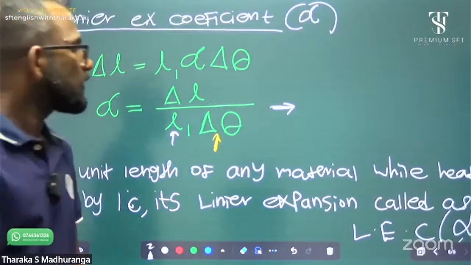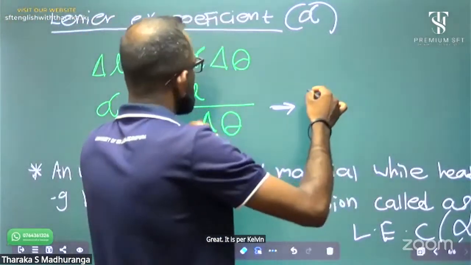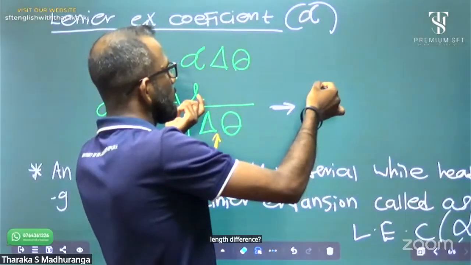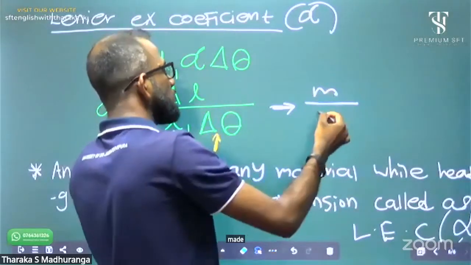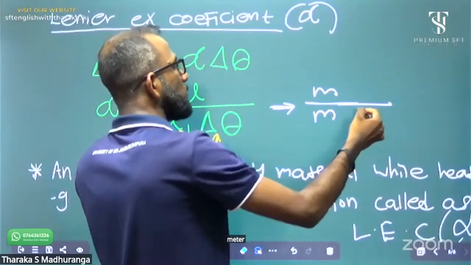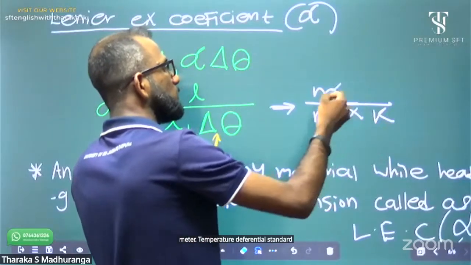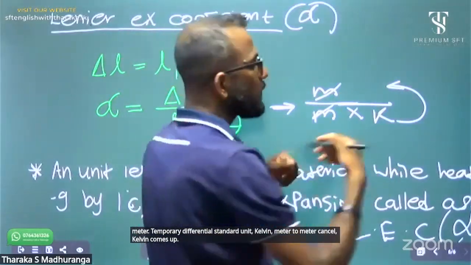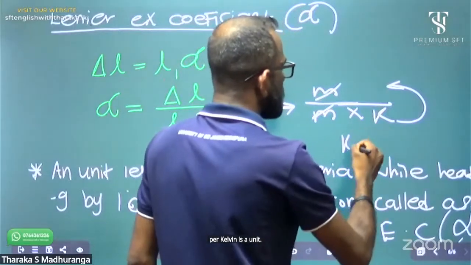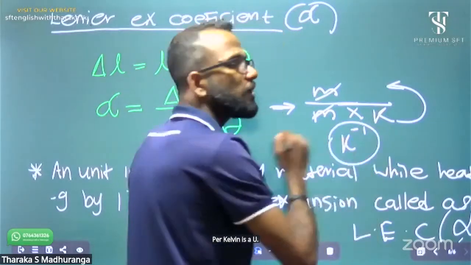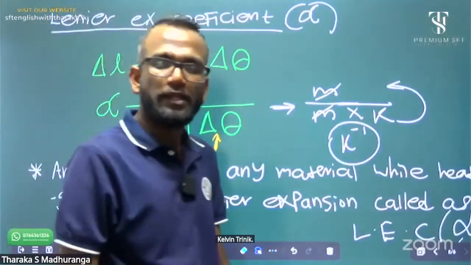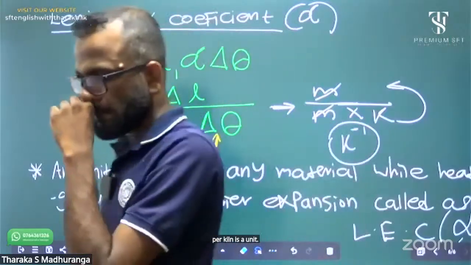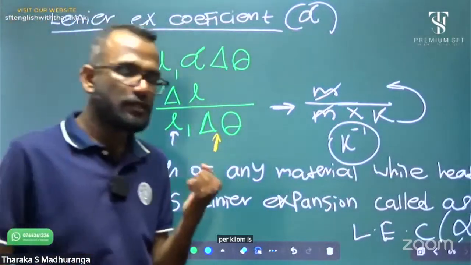Great. It is per Kelvin. Why? Length difference, meter. Initial length, meter. Temperature difference, standard unit, Kelvin. Meter to meter cancel. Kelvin remains. Kelvin to the power minus 1. Per Kelvin is the unit.